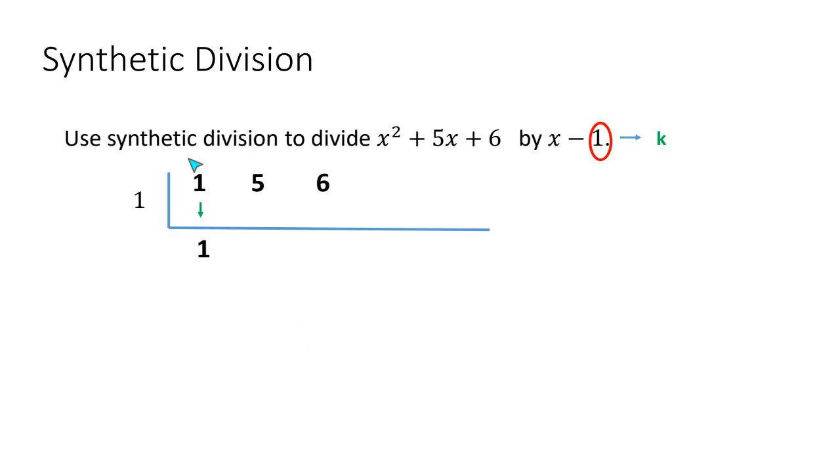Next, we're going to bring down the first number, so we get 1, and now we're going to multiply it times this 1. So 1 times 1 is going to be 1, and then we just place it below the second number. So now we're going to add 5 plus 1 is 6, and then we repeat the same process. So now we're going to multiply 1 times 6, and then we write our answer here. Then we add 6 plus 6 is 12.